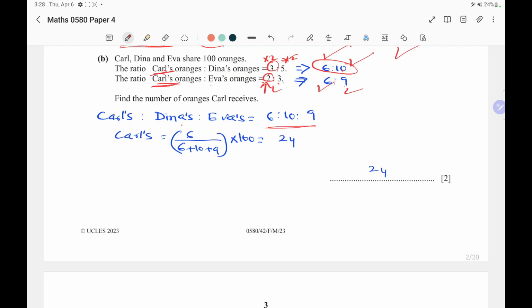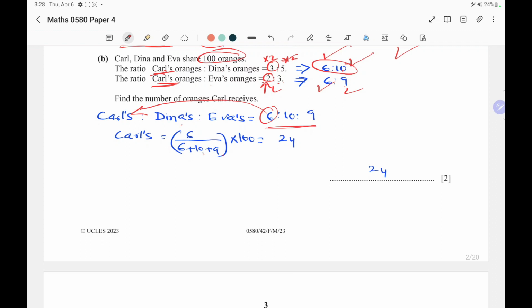Now we need to find Carl's share. This is associated with Carl. So that will be 6 over (6 plus 10 plus 9) times 100, the initial amount, because the oranges have been divided amongst all these three people.